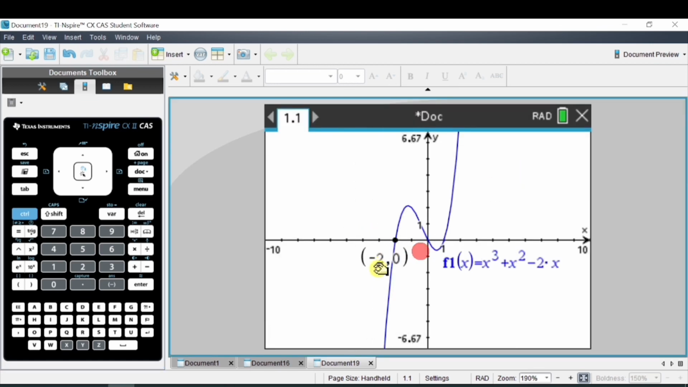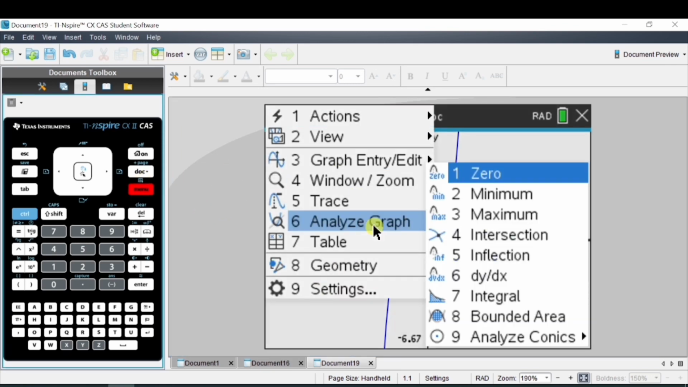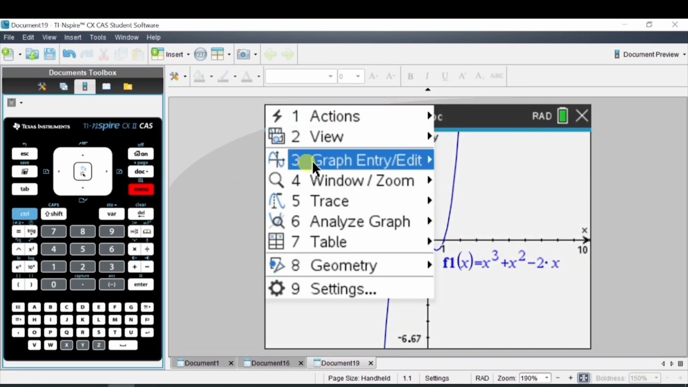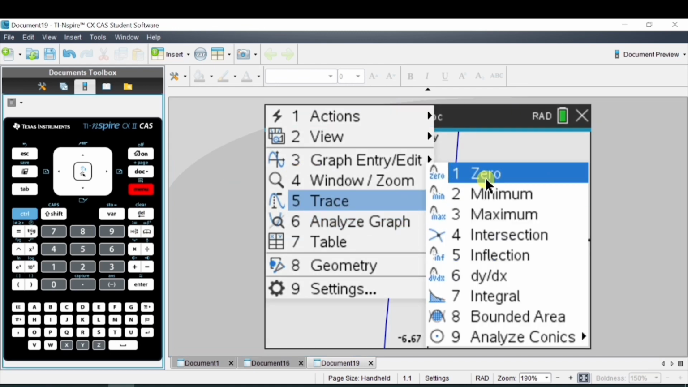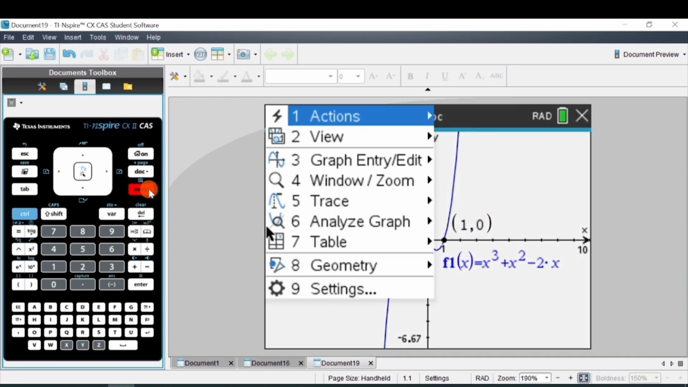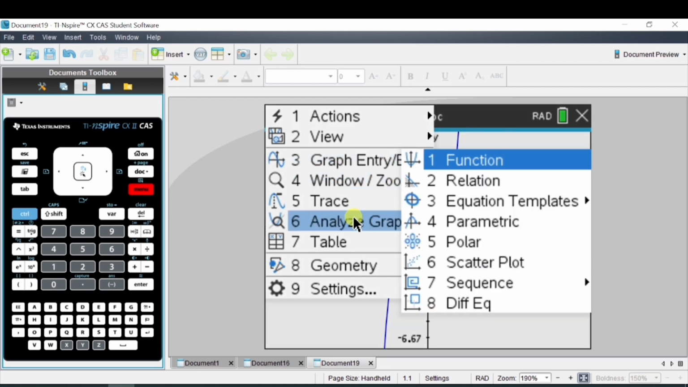So first one, we've got -2 and 0. Second one is going to be 0, 0. But let's just prove that. So upper bound, lower bound, 0, 0. And then we've got our third x-intercept, which looks like it's going to be 1, 0. Yep. All right.